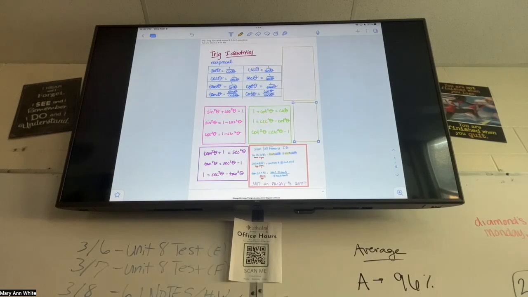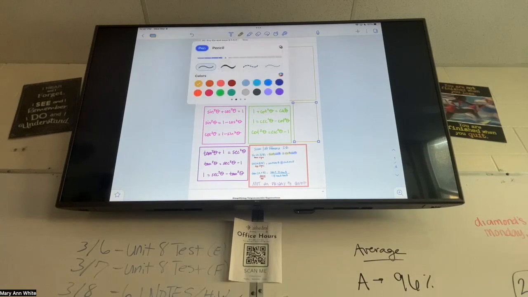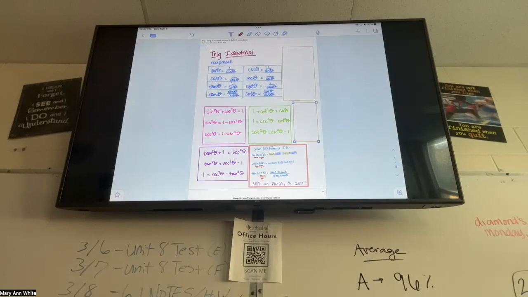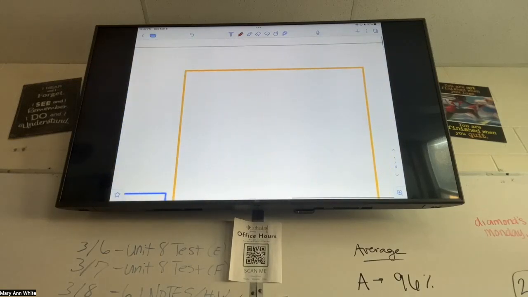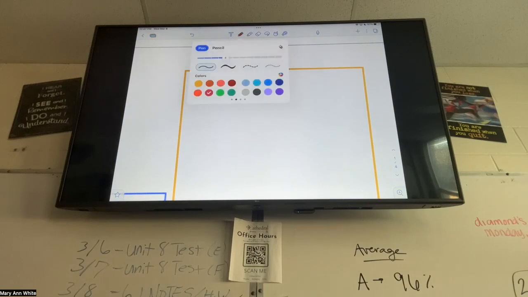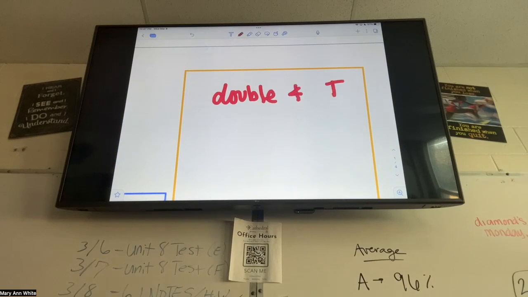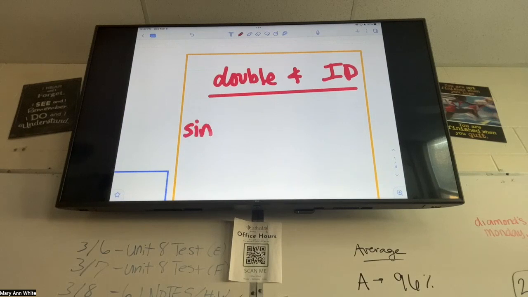So the next two types of identities I'm going to teach you are double angle and half angle. We'll actually start with double angle. So double angle identities. This is if I multiply an angle that we know by 2 in order to get this. So all of mine are going to start sine 2 theta. So sine 2 theta is the same thing as 2 times sine of theta times cosine of theta.